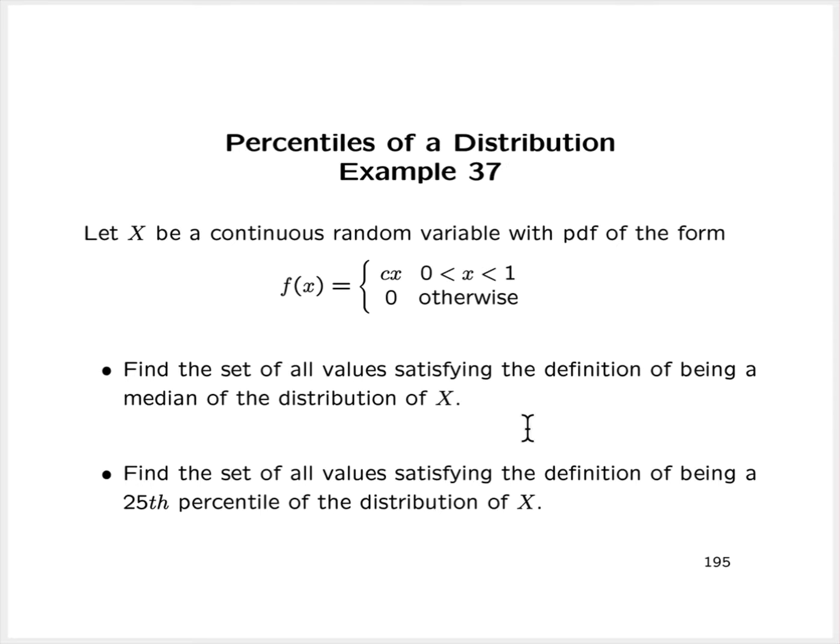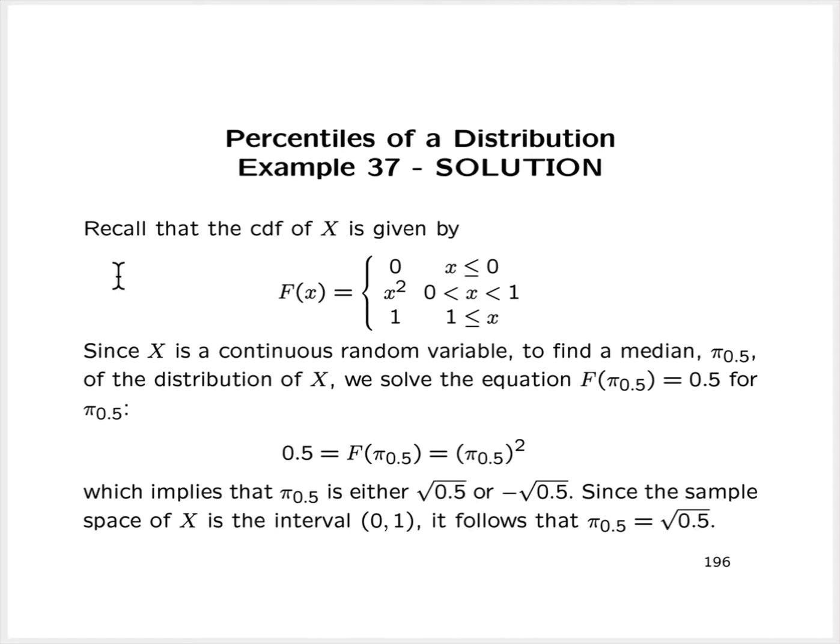Then we're going to find the set of all values satisfying the definition of being a 25th percentile of the distribution. Now recall that the CDF of x for this distribution is given by this piecewise defined function here. Cap F, the CDF, is equal to 0 if the argument x at which we're evaluating is less than or equal to 0. It's equal to x squared for values of x between 0 and 1, and it's equal to 1 for values of x greater than or equal to 1.